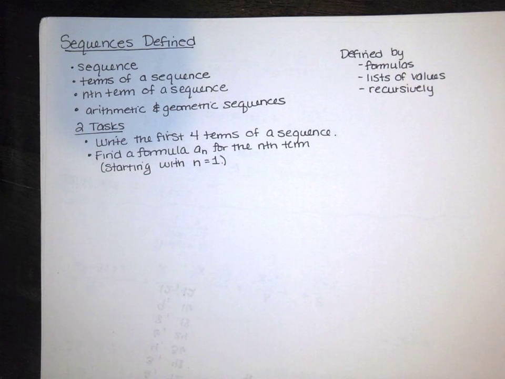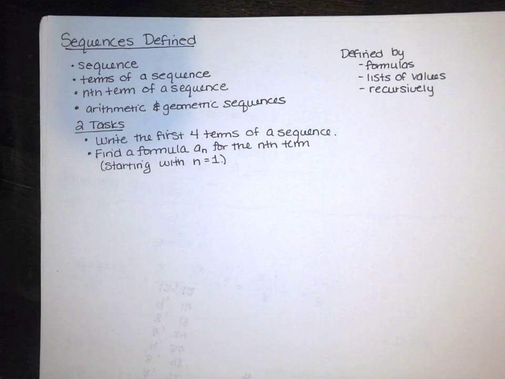In this video, we're going to talk about sequences, what they are, what a term of a sequence is, what the nth term of a sequence is, and then we're going to look at a couple of special cases called arithmetic and geometric sequences. I know it looks like it says arithmetic and geometric sequences, but it's actually an adjective. It's a particular type of sequence, so we say arithmetic. So we have the arithmetic and geometric sequences.